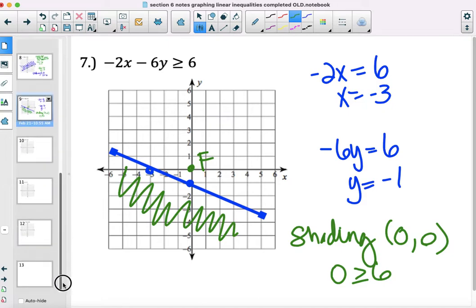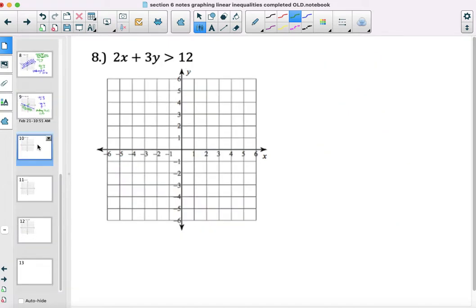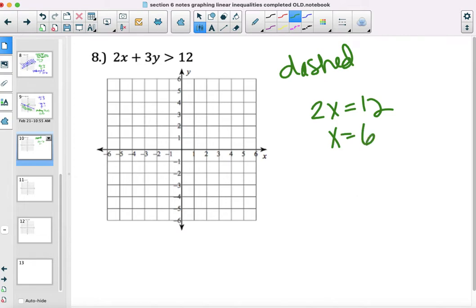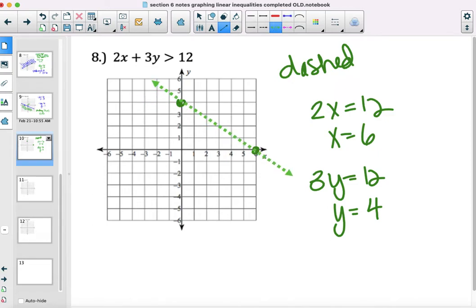So we have 3 examples left. Let's go ahead and look at example number 8 here. And on example number 8, we have 2x plus 3y is greater than 12. Something I did notice here, this is just a greater than sign, so when we go to do our line, we're going to want to make sure it's dashed. So let's find our intercepts first. So we're going to have 2x equals 12, and divide both sides by 2, x is going to equal 6. 3y equals 12, divide both sides by 3 to get y by itself, y is going to equal 4. And so we're going to go to the x-axis and put a dot at 6 because that was your x-intercept, y-intercept of positive 4. And again, we want this to be a dashed line. So let's pull that through.